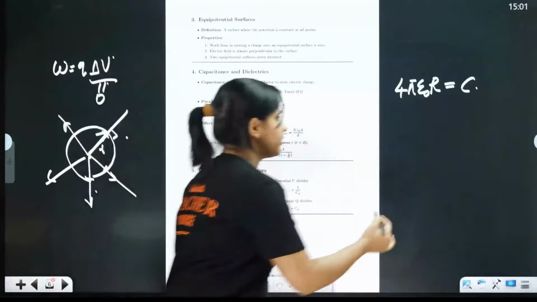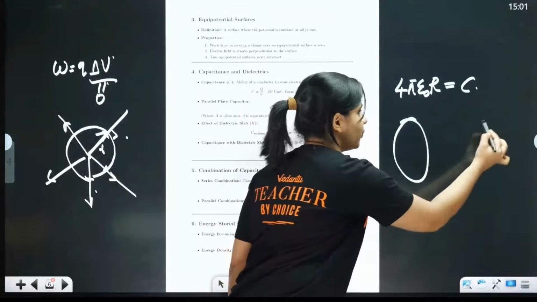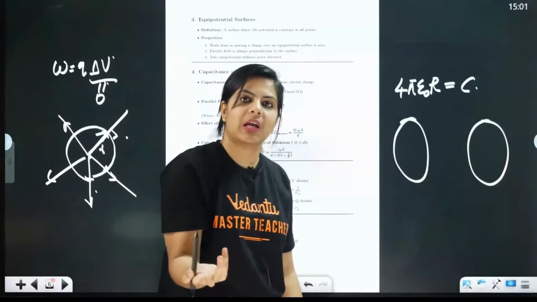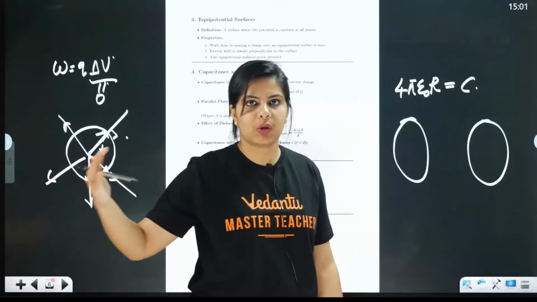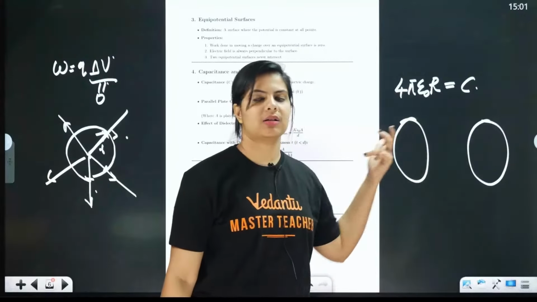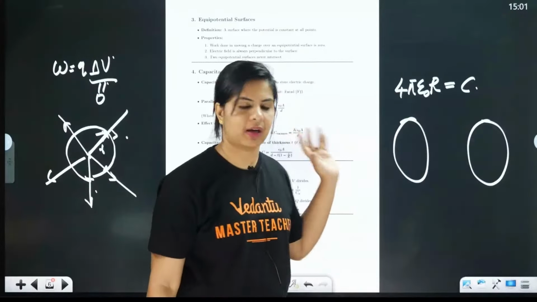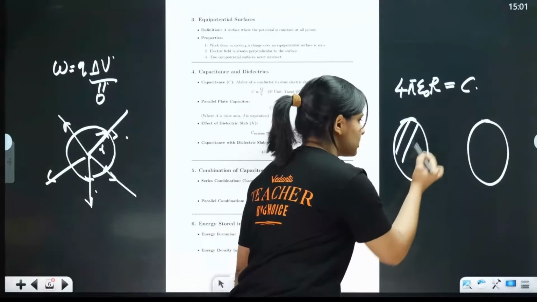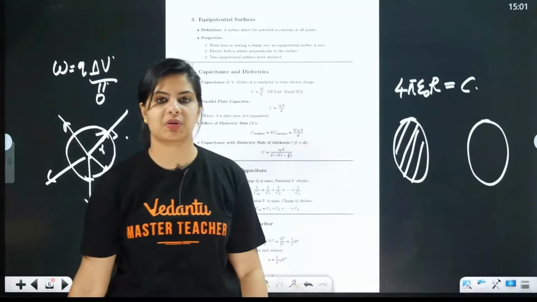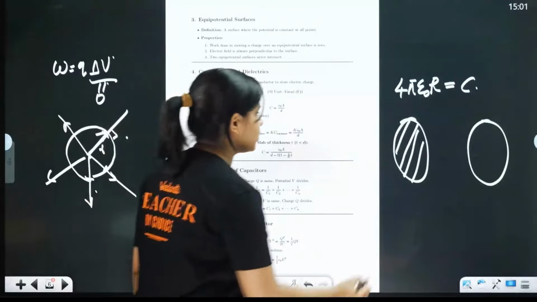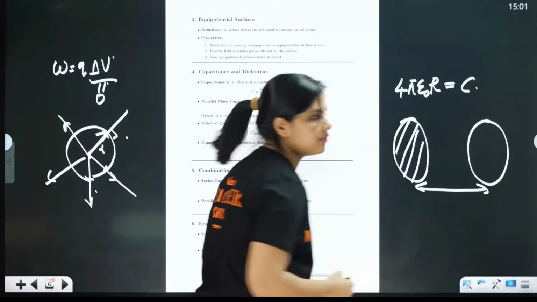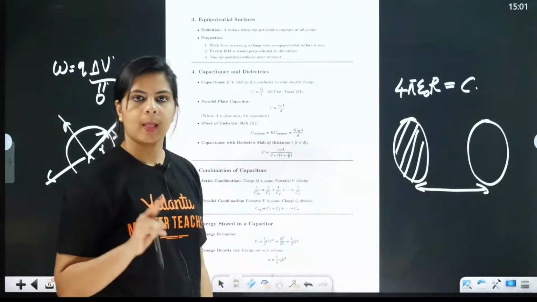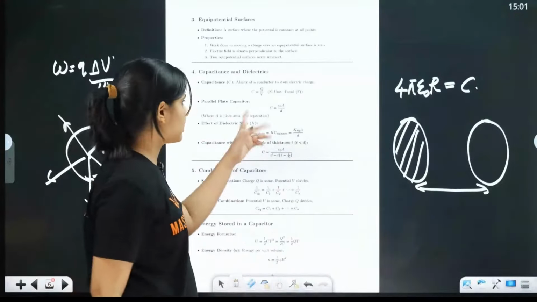A is the area. I am just keeping two plates, and the shape of the plates can be anything: rectangular, square, circle, anything will be fine. So A is the area of this surface, and d is the distance of separation between the two surfaces. That is d. Understood, everybody? So that is also important.